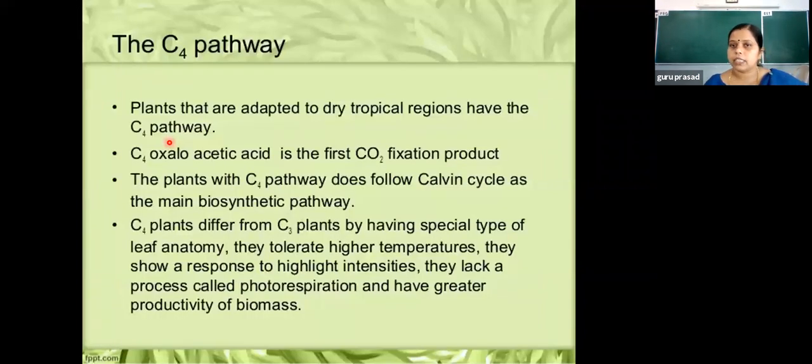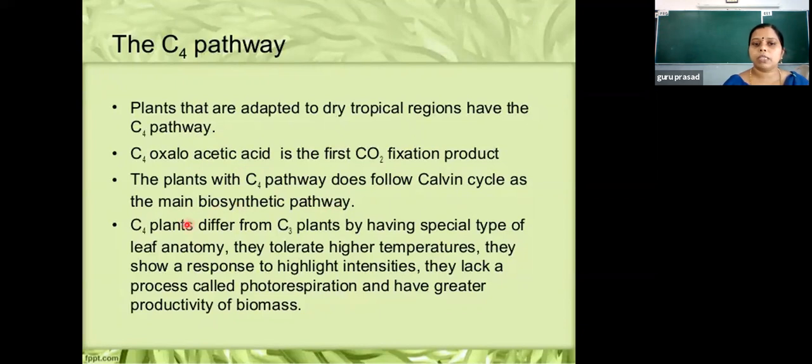Next, one more pathway is there, the C4 pathway, which we observe in dry tropical region plants. The plants growing in dry tropical regions exhibit this C4 pathway. What is the difference here from C3 to C4? The first stable compound formed is a 4-carbon compound called oxaloacetic acid. Which one? Oxaloacetic acid. Okay. The plants with the C4 pathway do follow the Calvin cycle as the major biosynthetic pathway. Even though they exhibit the C4 pathway, they also follow the Calvin cycle for the synthesis of sugar. Sugar will finally be synthesized from the Calvin pathway.